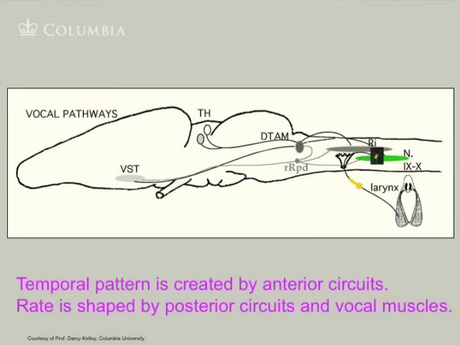So one interpretation of this experiment, it's not the only one, but it's a reasonable one, is that the pattern is created by the anterior circuits up here, but the rate is shaped by posterior circuits and the vocal muscles. And these animals actually had borealis muscles that can only contract rather slowly. So you have a complicated situation where you have the rhythm, which is generated by one portion of the circuit, and the ability to contract and relax rapidly, which is generated by the motor neurons and the hindbrain circuit. And this is a kind of taking apart of a neural circuit that's very hard to do in any other kind of system.